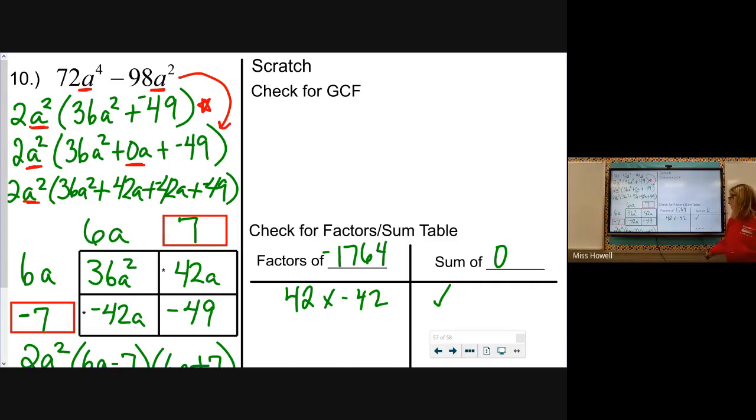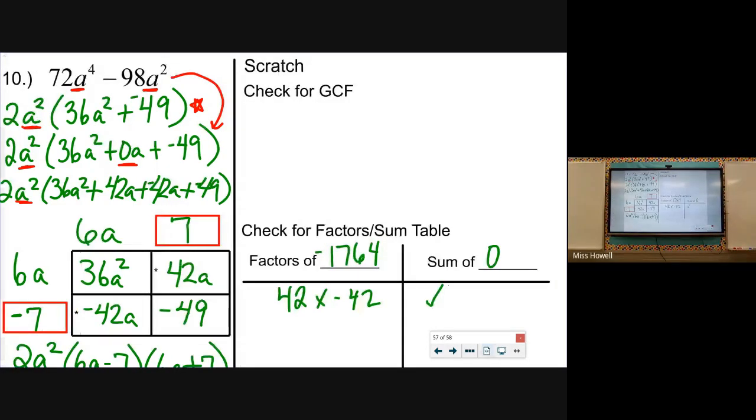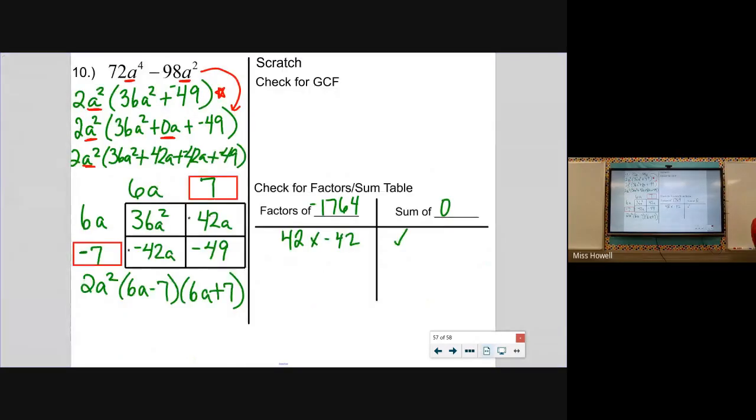All right, we go to our chart from there. We end up with 2a squared times 6a minus 7 times 6a plus 7. All right, pretty tricky one because our GCF was a little bit more complex there. Make sure you pulled out that entire GCF value.